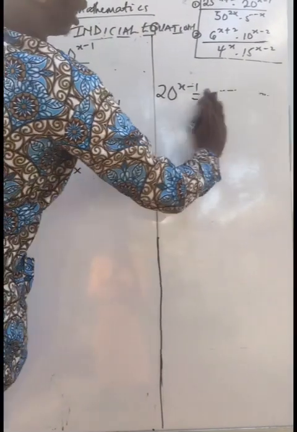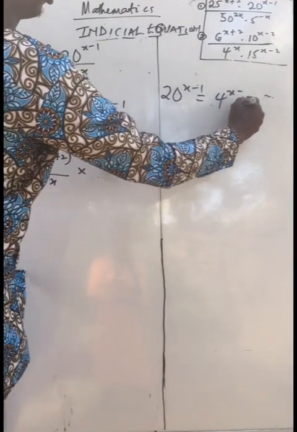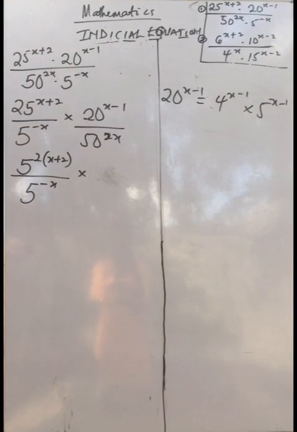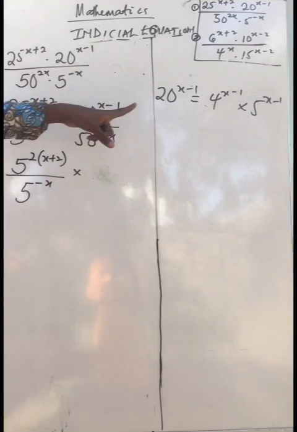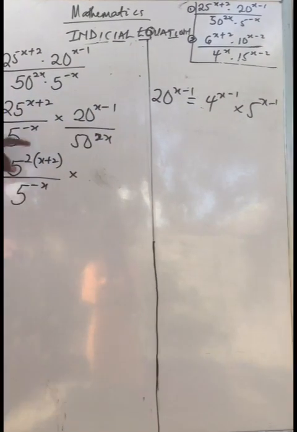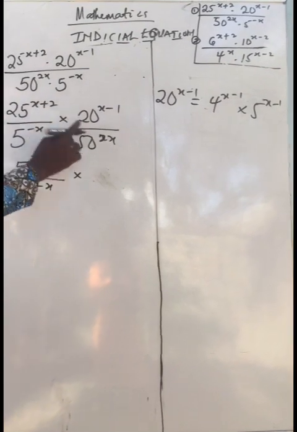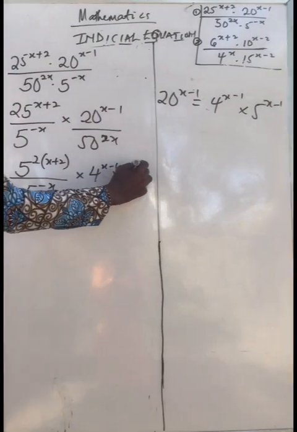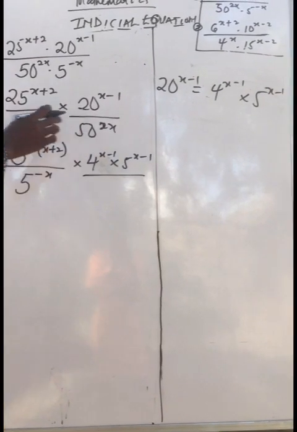Or you can have it as 4 raised to the power x minus 1 times 5 raised to the power x minus 1, whichever one that suits your problem. But in this case, I think I prefer this as per the problem is concerned. So that means I can replace this with 4 raised to the power x minus 1 times 5 raised to the power x minus 1. So the same thing applies to this.